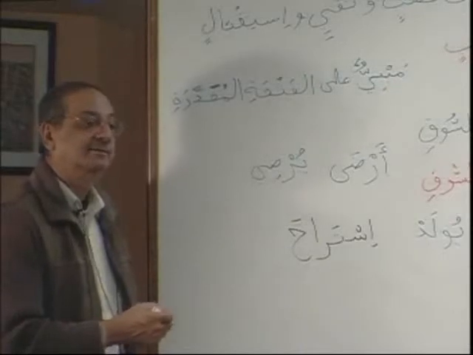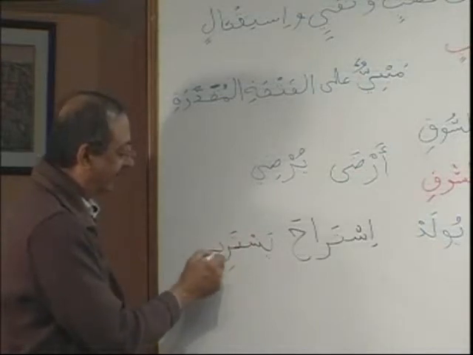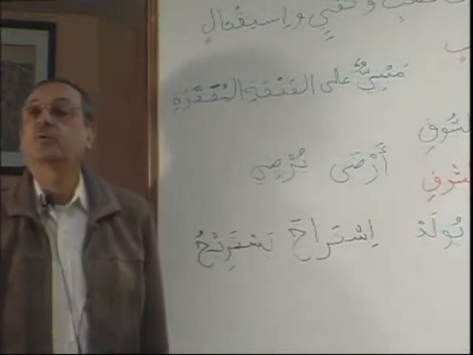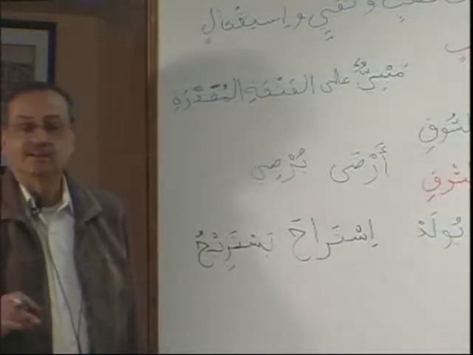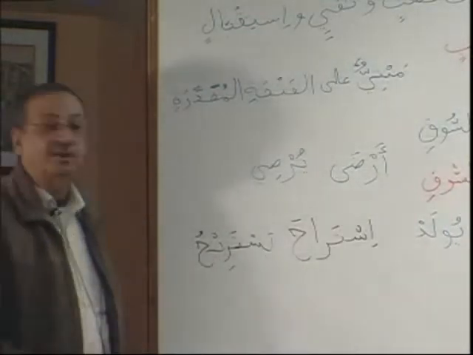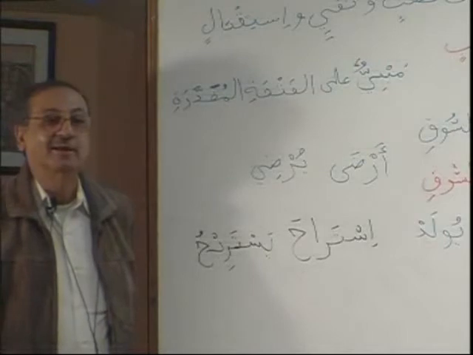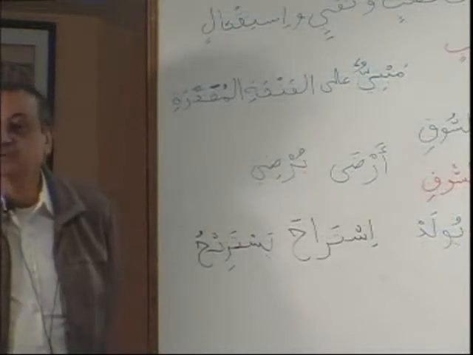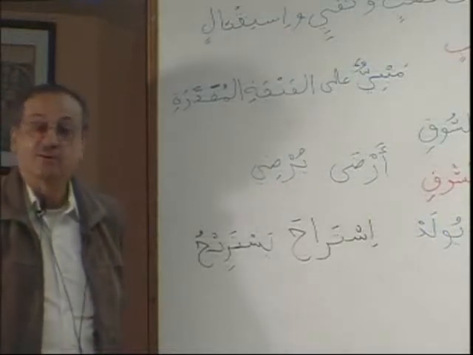What will be the mudhari'? Yastarihu. Istaraha, he took rest. Yastarihu, he takes rest. Rahat, comfort, also comes from here. Are you with me, inshallah? Okay, brother and sister, I think I can conjugate. I will try to conjugate, starting from anta. First, five in your pocket: yastarihu, tastarihu, tastarihu, astarihu, I take rest, nastarihu. Okay, we start from tastarihu.